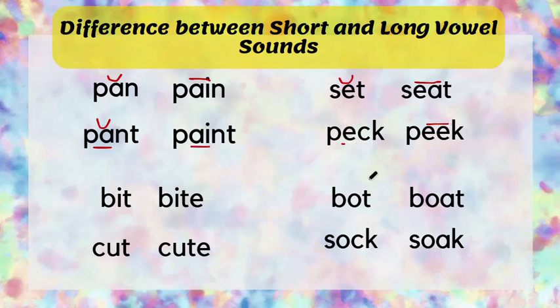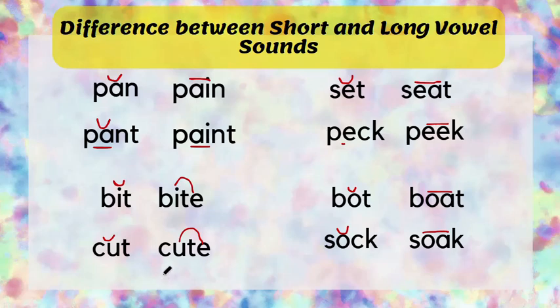A prominent difference is between the long a and the short e sound. Then we have bit, short e, and bite, long I. Bought, short o, boat, long o. Bought, boat. Sock, soak, sock, soak. Cut, cute, cut, cute, right? Letter U has two sounds.